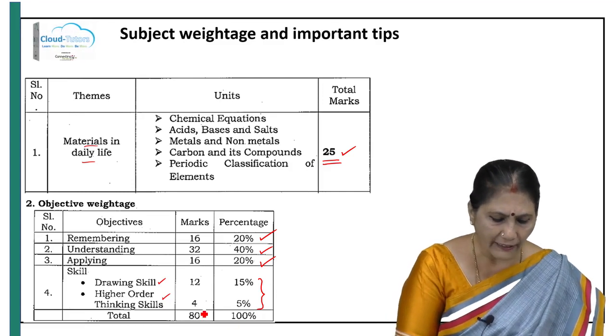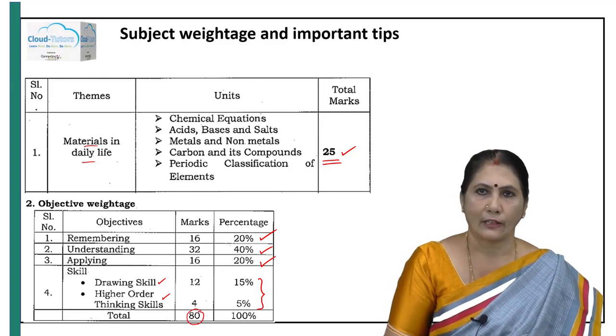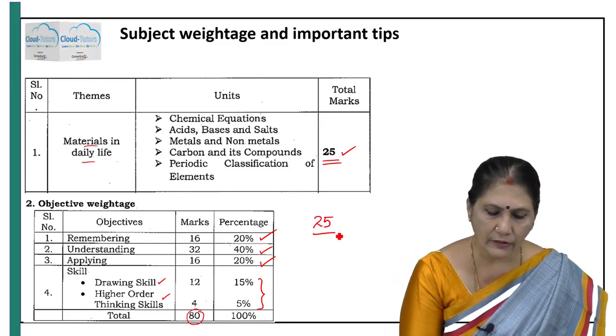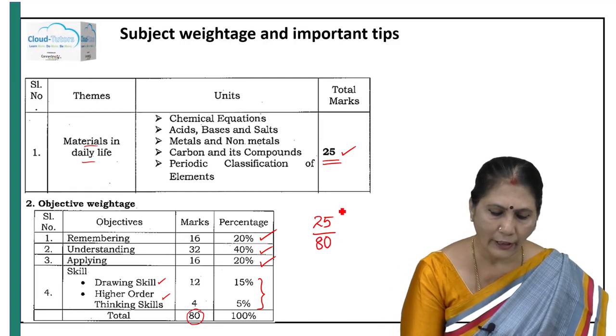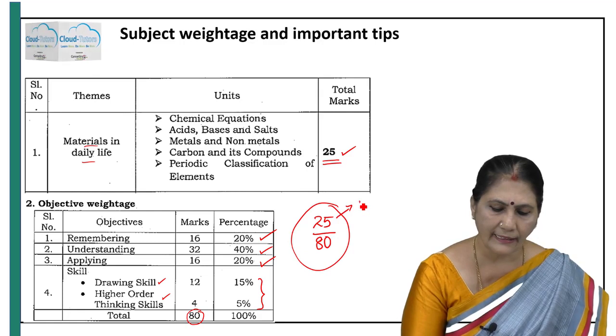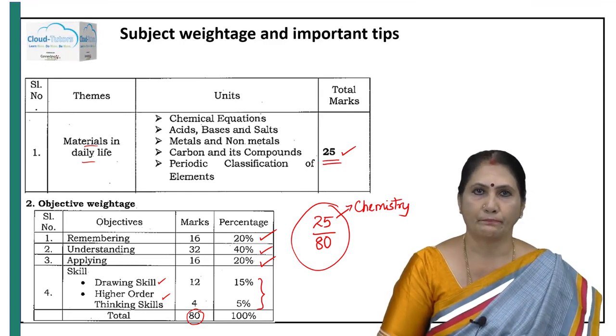So altogether, the marks is going to be for 80 marks. Out of 80, your chemistry is going to be for only 25 marks. So this 25 marks we are going to focus on in the forthcoming days so that you can score centum.